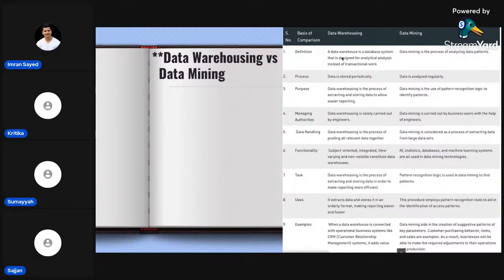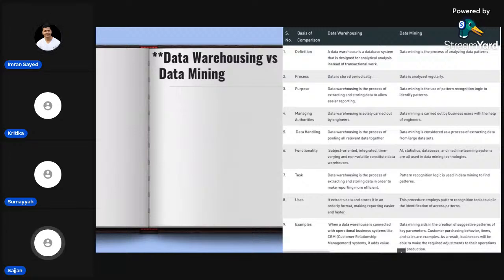Definition. A data warehouse is a database system that is designed for analytical analysis instead of transaction work. Data mining is a process of analyzing data patterns. Data is stored periodically. Data is analyzed regularly. Explain the first part in simple words. What is data warehousing? What do you derive from that?